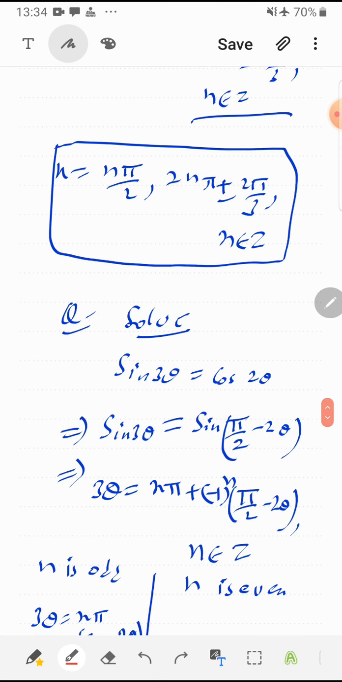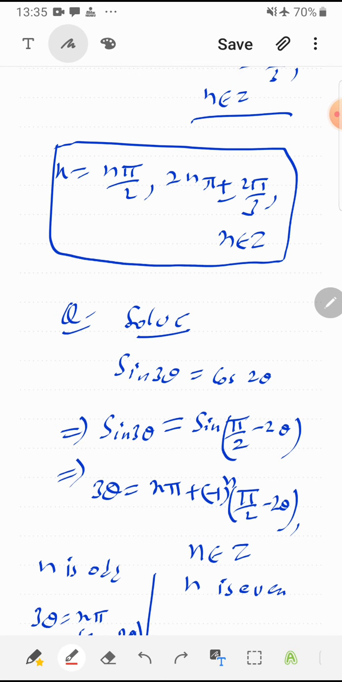Next is solve sin 3 theta is equal to cos 2 theta. So we have a result for when sine is equal to sine or cos is equal to cos, but we have no standard result for sine is equal to cos. So obviously I have to change either sine or cos. So I am writing cos theta as sine 90 minus theta. After that I will apply the formula for sin theta is equal to sine alpha. So theta is equal to n pi plus minus alpha.